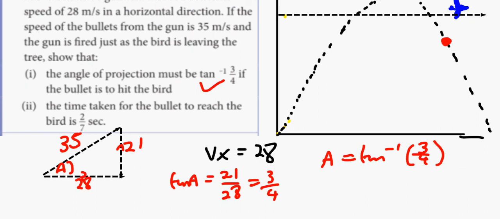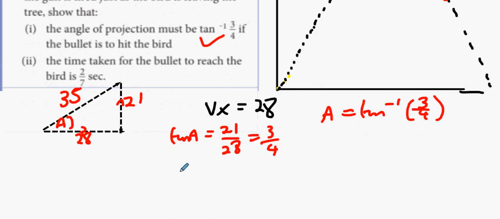Now, because I know what tan A is, I also have access to cos A and sin A. Cos A will be 28 over 35, which is 4/5. And sin A will be 3/5.